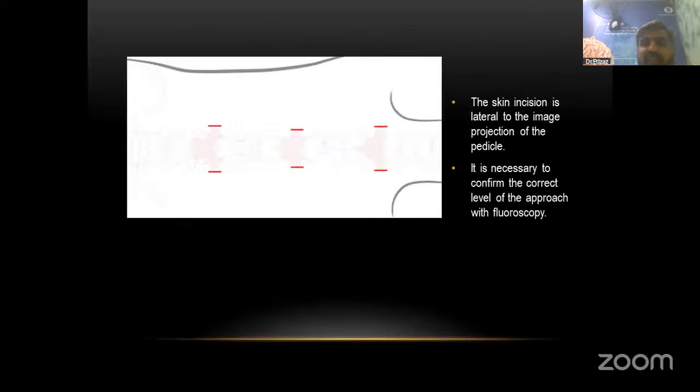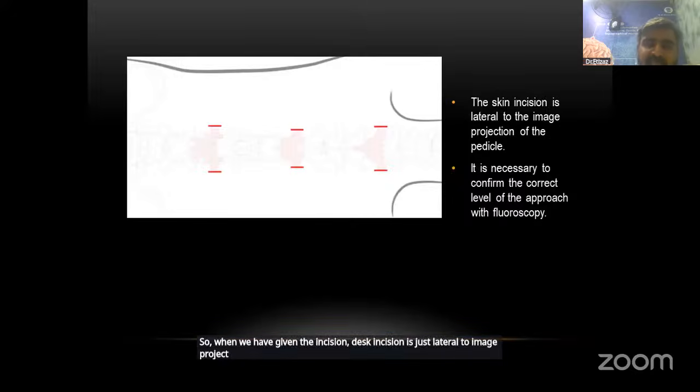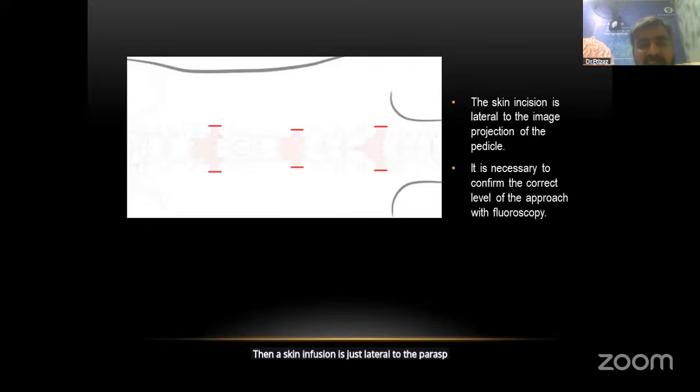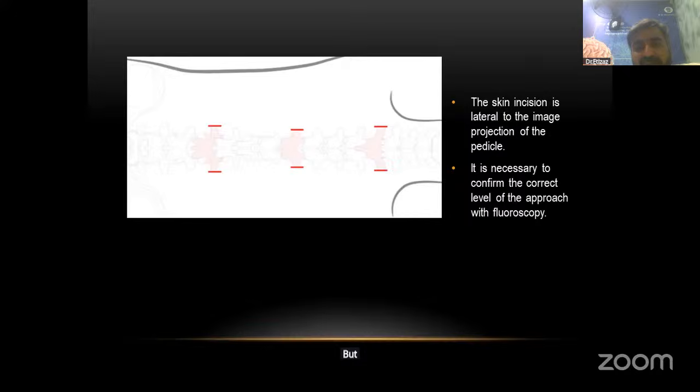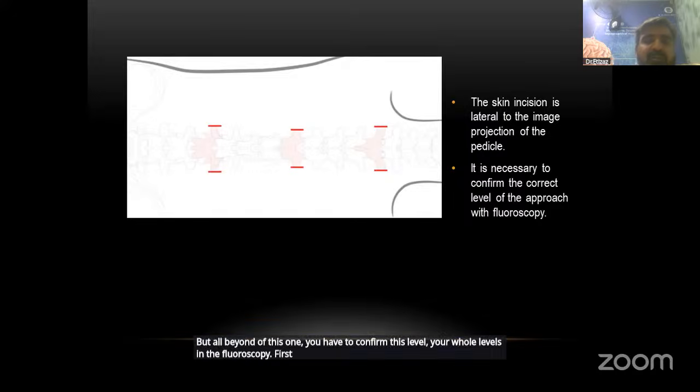So when we give the incision, one thing is that it is just lateral to the image projection of the pedicle. Second, the skin incision is just lateral to the paraspinal muscle. Third is the junction between the paraspinal muscles and the bulge of the thoracic muscle, like the latissimus dorsi. Beyond all this, you have to confirm the levels in fluoroscopy. First you confirm, and then we give these 3 incisions because we have to fix these levels.